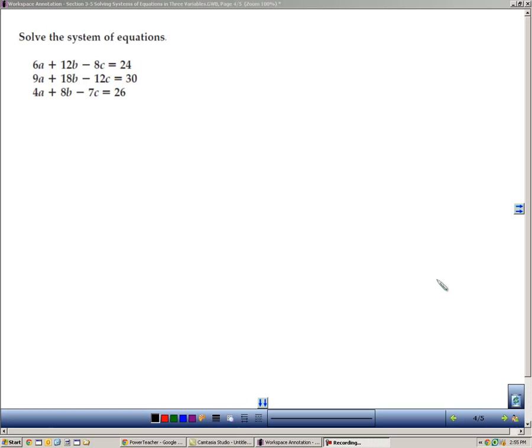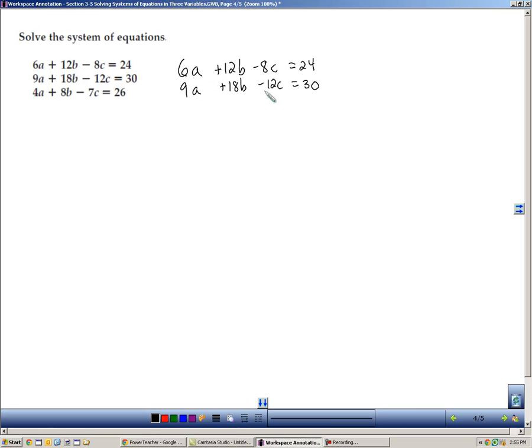Our next example, three variables again. Take the first two equations and see if you can use elimination. Doesn't matter again which letter you eliminate. Let's do the z this time. I got 8 and 12, so if I multiply 8 times 3, I'll get a negative 24. And if I multiply the negative 12 times 2, I'll get a negative 24. And then I can eliminate the z.